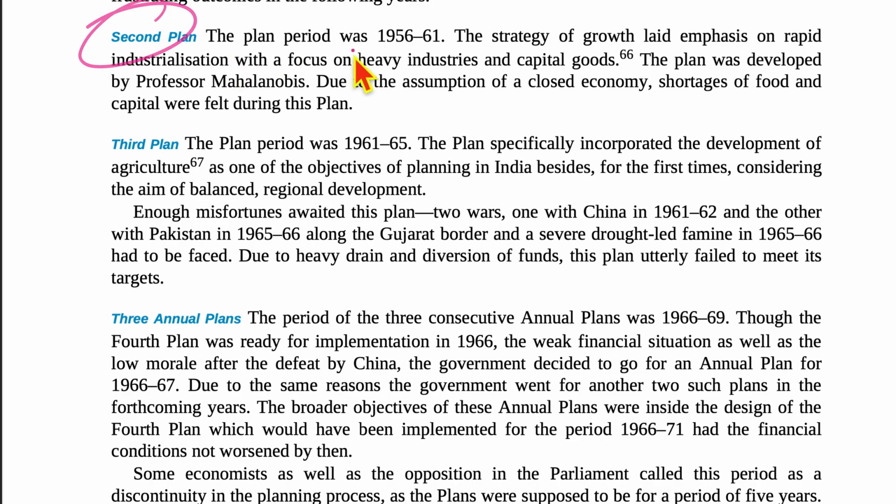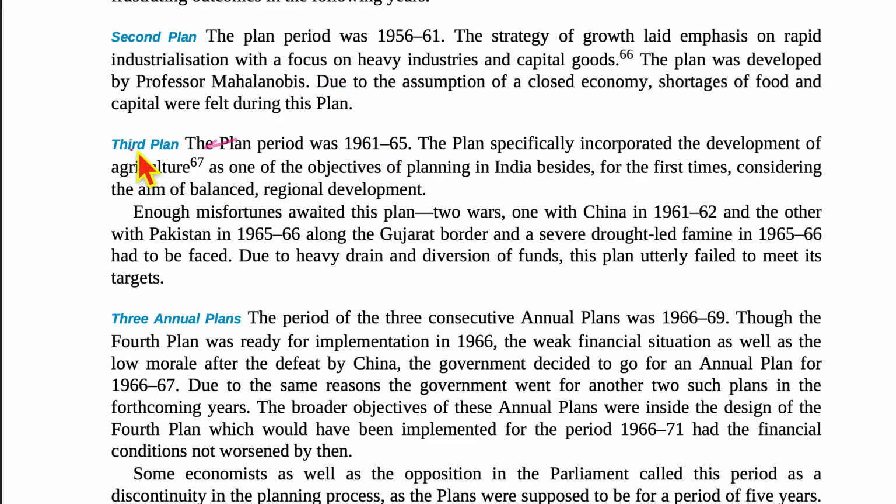Now, the second plan. The plan period was 1956 to 61. The strategy of growth laid emphasis on rapid industrialization with focus on heavy industries and capital goods. The plan was developed by Professor Mahalanobis. Due to the assumption of a closed economy, shortage of food and capital were felt during this plan.